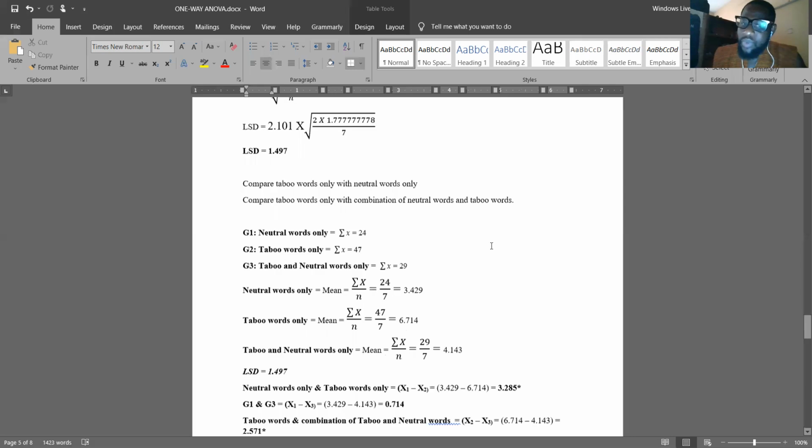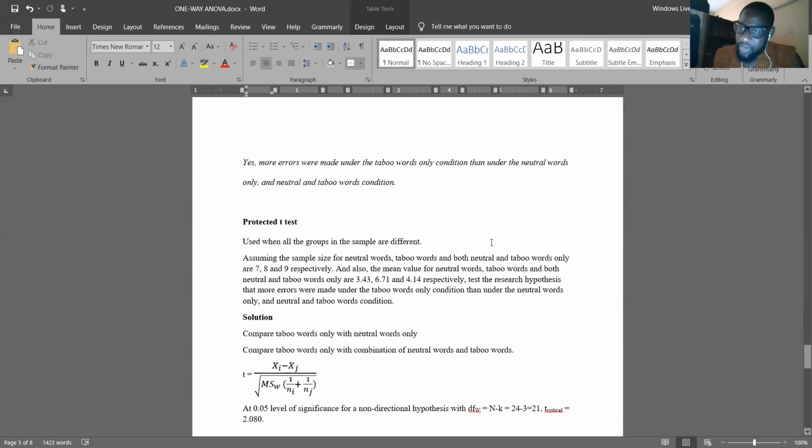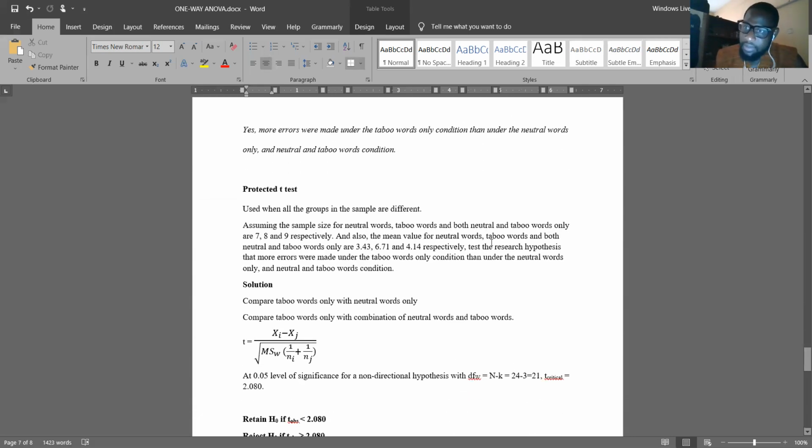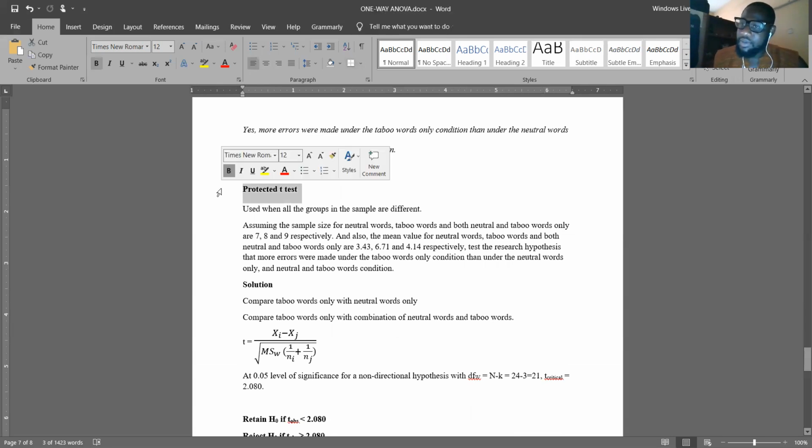But in an instance whereby within the question, H1 is directional and we made a decision to reject H0, but our sample sizes for the groups are different, then you can't use LSD, or least significant difference. Hence, you are supposed to use protected t-test to do the comparisons, to find out which of the comparisons are significant.